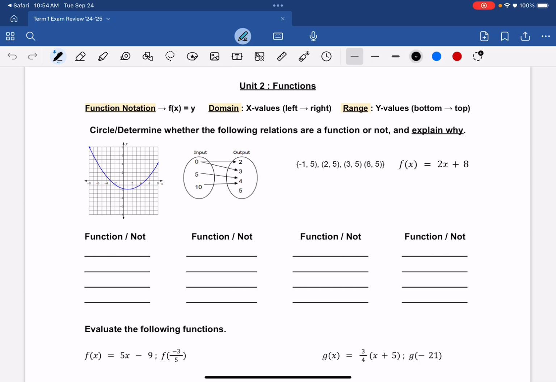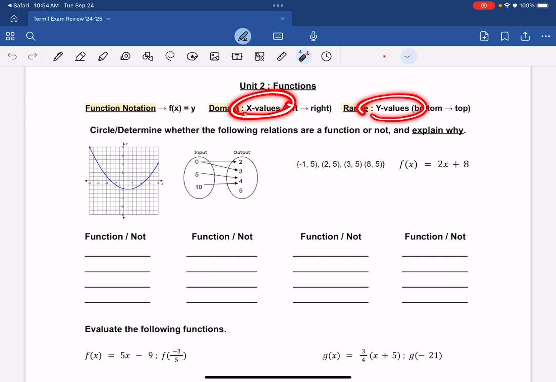All right. We are going to go over our term 1 exam review pretty quickly. I'm going to try and get this all in so you're not sitting here at the TV or the computer screen for a while. So, function notation, remember this is just another way of putting y. So y equals, so if we write it in function notation, it's f of x equals y. Domain are all your x values, range are all your y values.